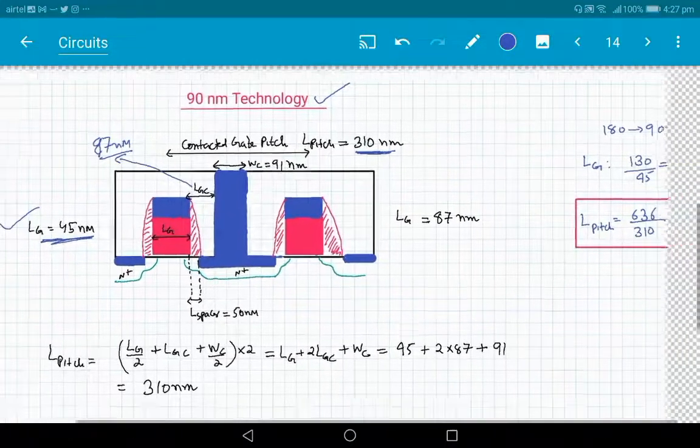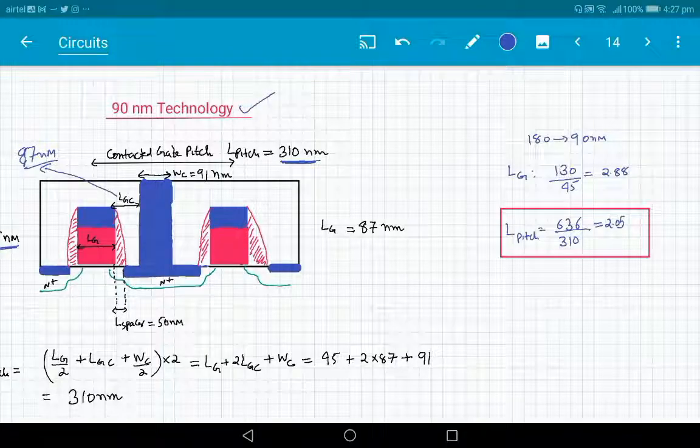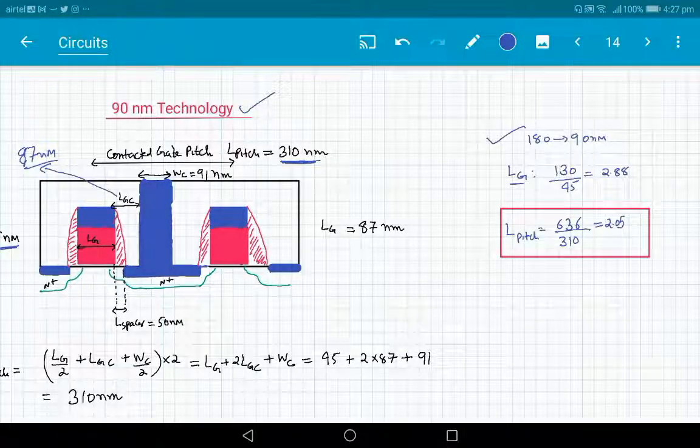Now, if we compare the difference between the two, as we went from 180 to 90 nanometer, look at the change in the gate length. The gate length went from 130 to 45, so a factor of 2.88.